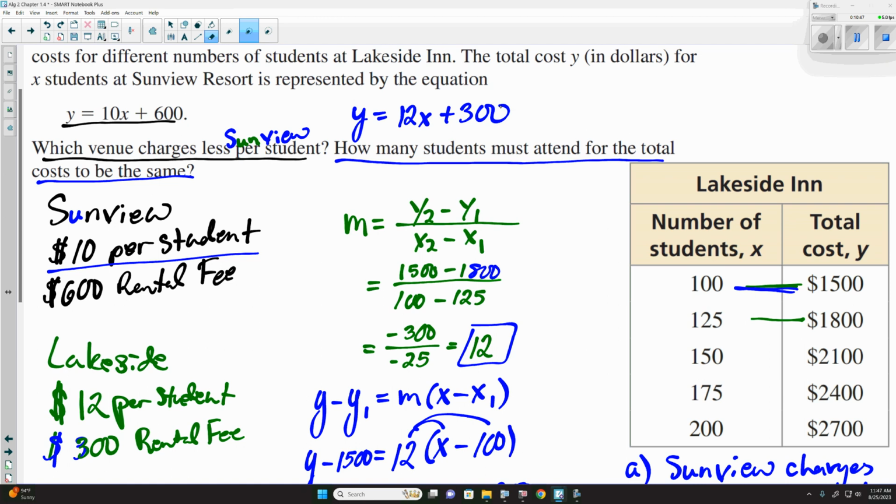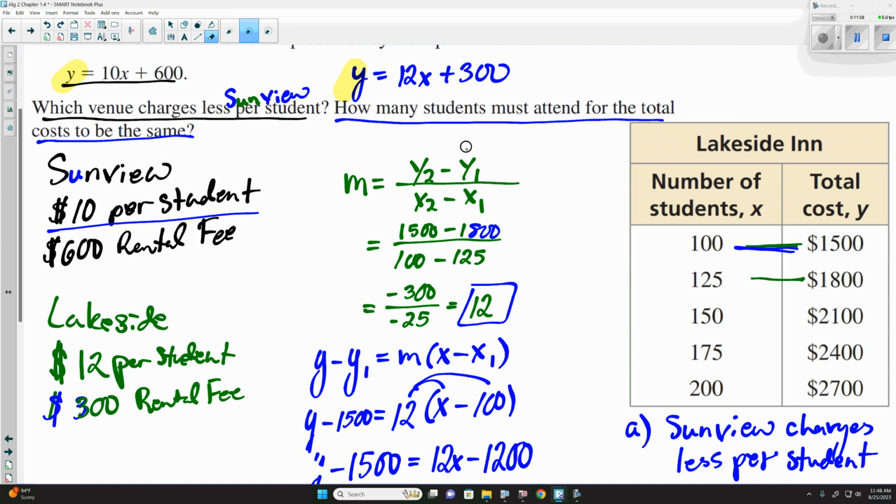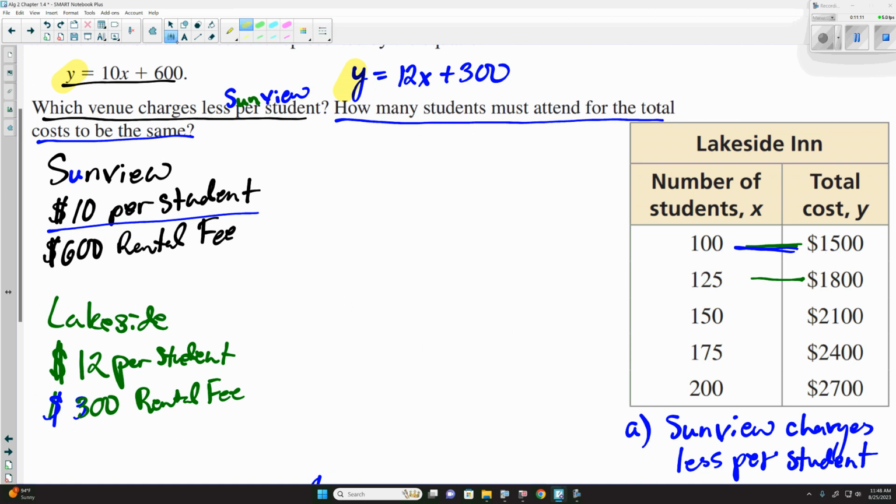So if we want to know how many students will it take for the total cost to be the same, we're trying to get the y values to be what? Equal, because the y is our cost. The y value is our cost. So we're looking for where they are the same, where they are equal. And to do that, we're going to take what they're equal to, these two parts here, and set them equal to each other, and solve for the value of x. It takes 10x plus 600 and set it equal to 12x plus 300.